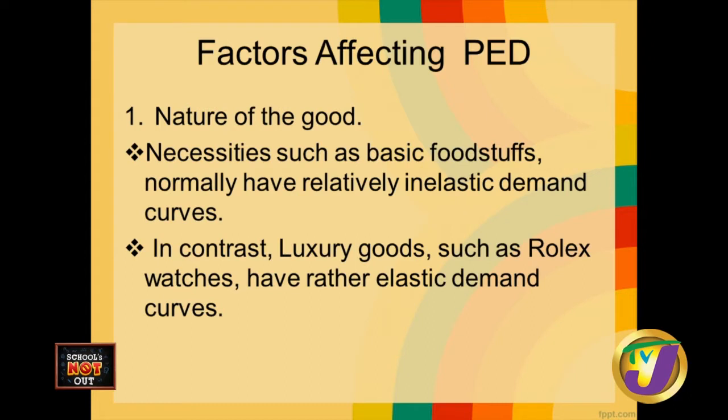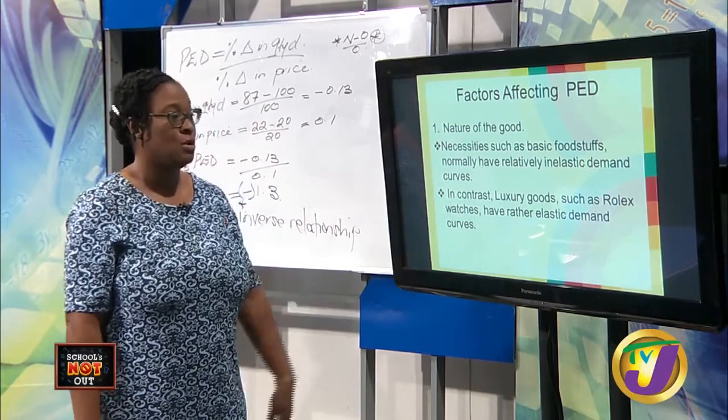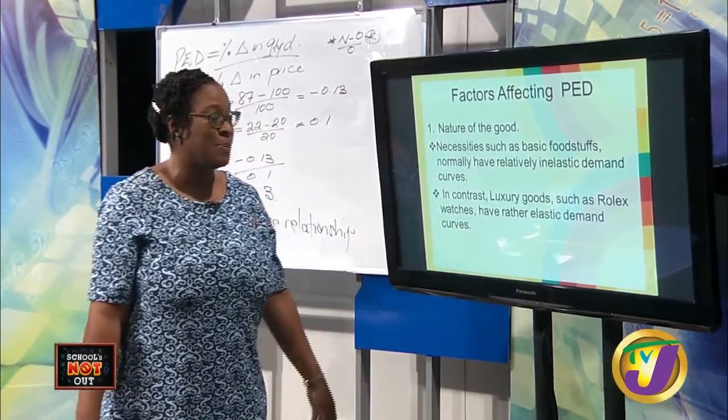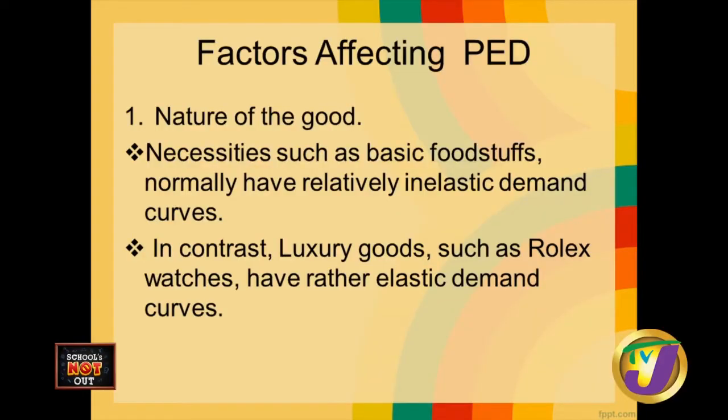In contrast, luxury goods such as Rolex watches have a rather elastic demand curve. That's something that we don't need. It's not a necessity for life. It looks good. Probably puts you several levels up on the status quo. But, I mean, it is not needed. And so if the price changes, you find yourself a nice, clean, cheap alternative, and you're good to go.